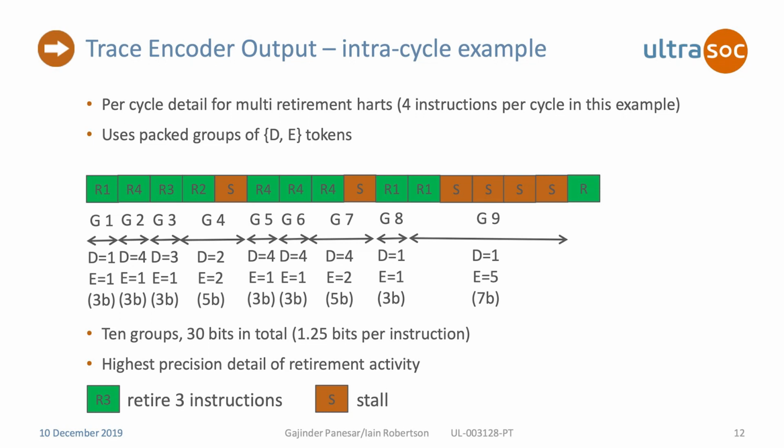Here we can see many more groups. We have 9 groups now, but the groups themselves are much smaller. In most cases, the D value is encoded as just a fixed width binary field, although it doesn't have to be because it's bounded. A 4-way superscalar CPU can only retire up to 4 instructions in a cycle. So although we have 9 groups, it's still pretty efficient, just 1.25 bits per instruction. This gives you the highest precision level that you could hope for.